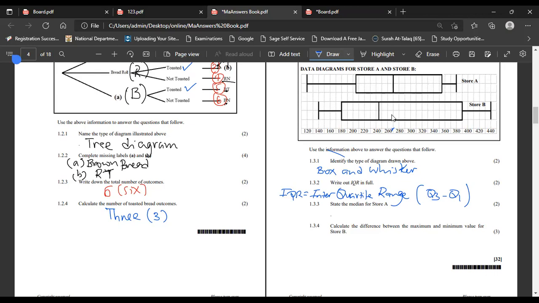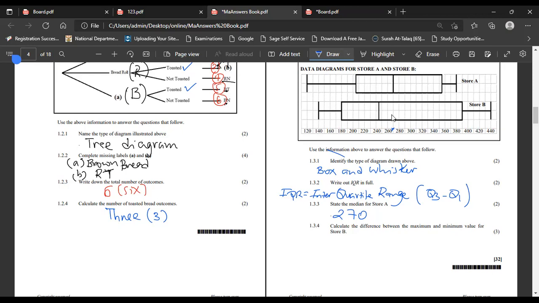The value is this one here, which is 270. Please take note of that. So our value, the median, is this middle number here. The middle line represents the median, so it matches here, 270.